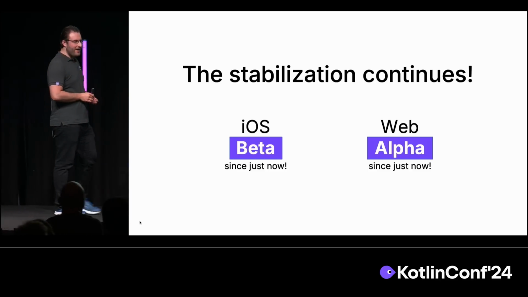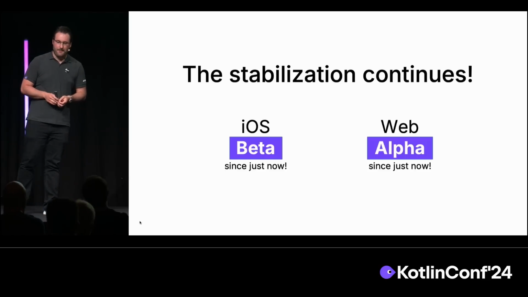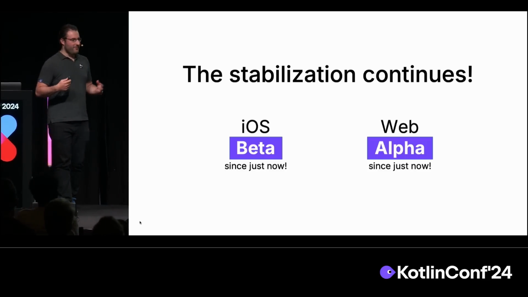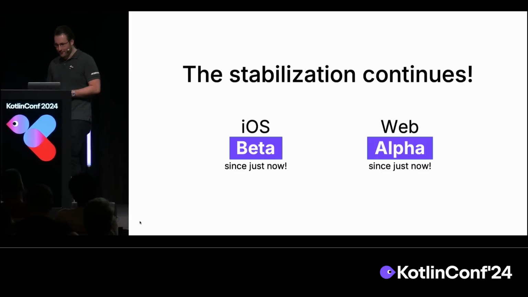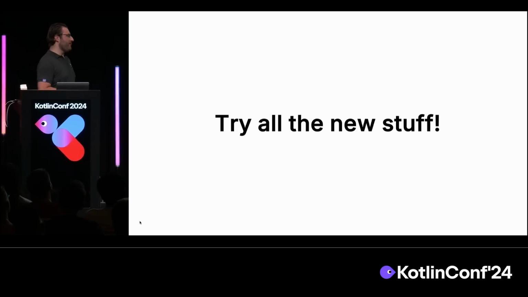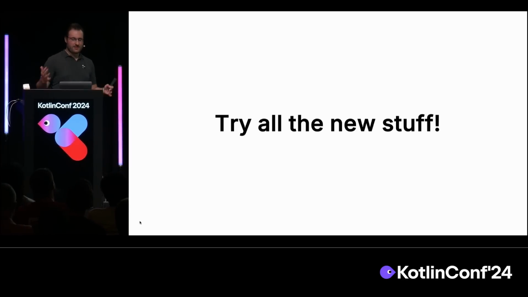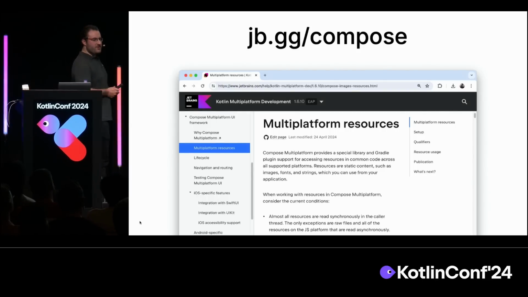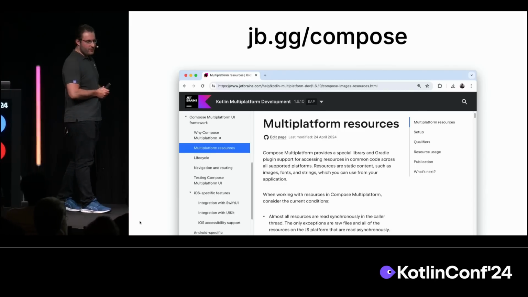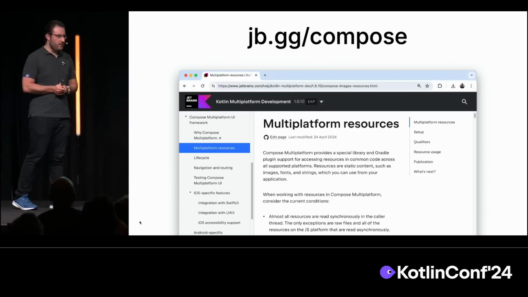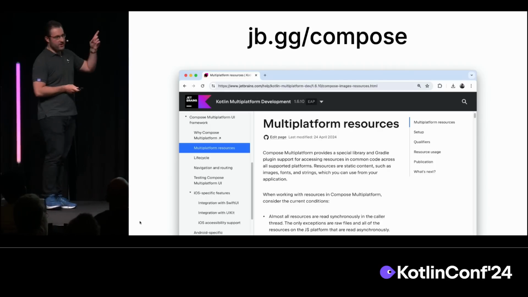We continue to refine these things, and of course, we do that based on your feedback. So here is my call to action for all of you. Please go ahead and try all this new stuff that we saw here with your applications, because once again, we evolve this using your feedback. The easiest way to get started is to go to jp.gg/compose. And from there, in less than 3 clicks, you will end up on this page.